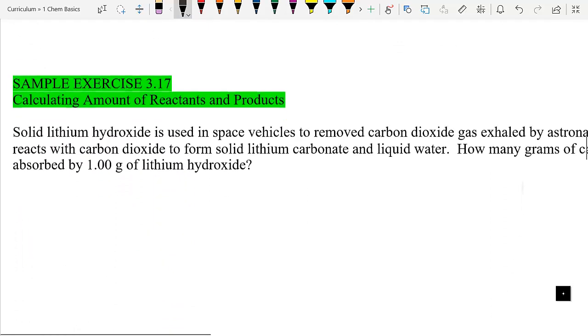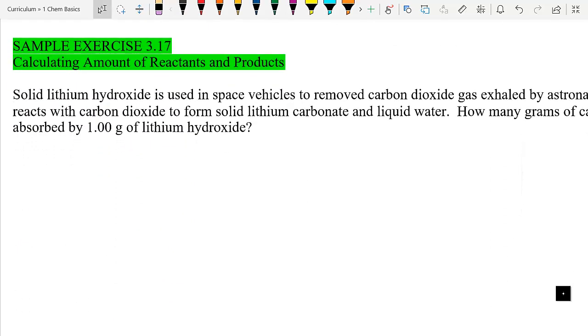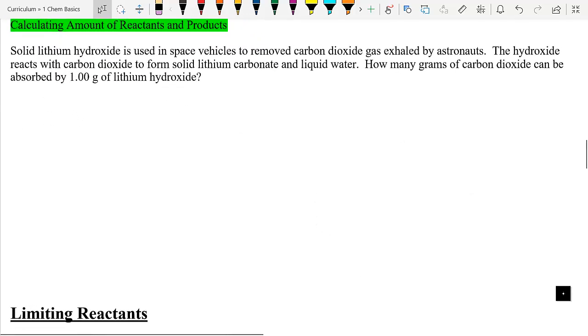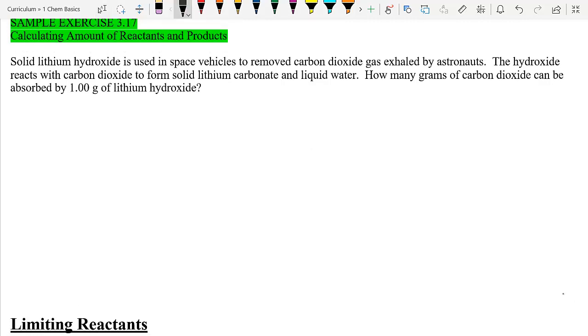Now we move on into sample 317. On the amount of reactants and products once again, but this time you're given this problem in more of a word form, so we're going to have to break this down. We begin with solid lithium hydroxide. It says we have 1 gram of this lithium hydroxide. They give us this wonderful key information that it's used to remove CO2 gas exhaled by astronauts, but, you know, for our problem, not super relevant. The goal is how many grams of CO2 could be absorbed by 1 gram of lithium hydroxide.